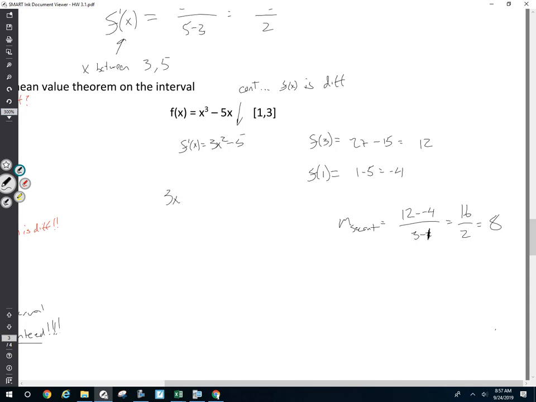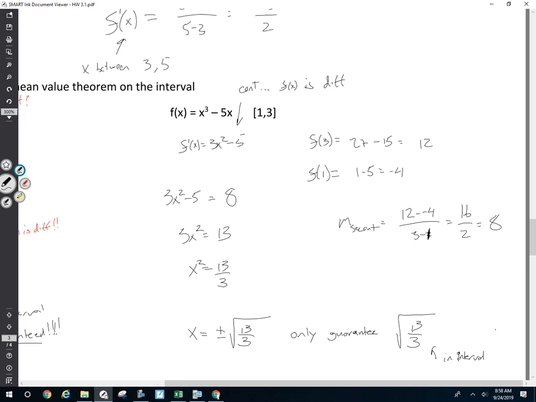Here's my instantaneous rate of change. When is my instantaneous rate of change going to be equal to my average rate of change? Add 5, 13, divide by 3, 13 thirds, square root, plus or minus root 13 thirds. I would only list the positive root 13 over 3, which is in the interval from 1 to 3. Okay.